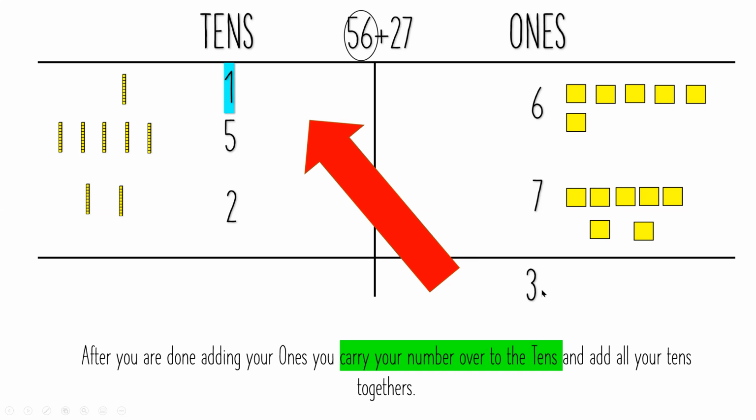So now we're going to count all of our tens. 10, 20, 30, 40, 50, 60, 70, 80. So our answer is 83. So when we are regrouping, if the answer that we get in our ones is greater than 10, we carry the number over to our tens column, and then we add all the numbers all together.